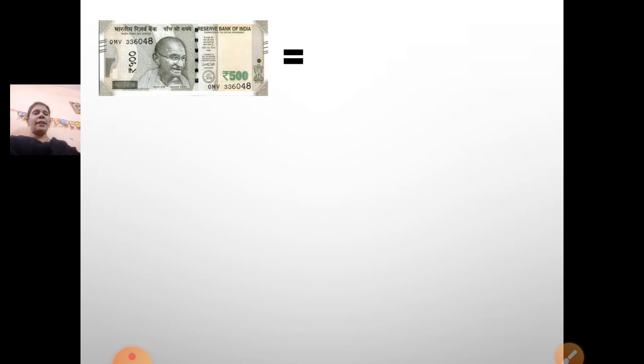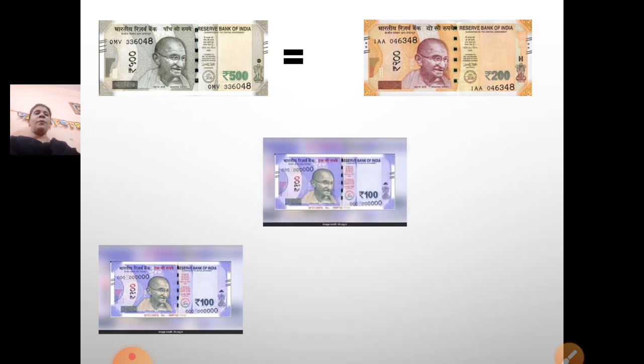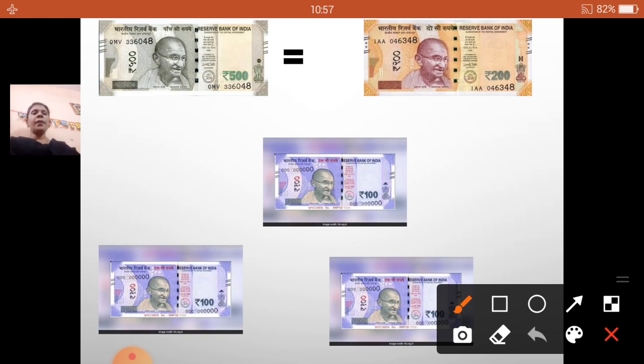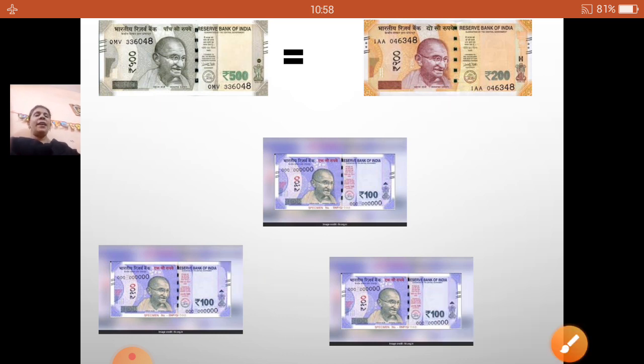Again one more 500. Let us see. One 200 rupee note, 100 rupee note, one more 100 rupee note and one more 100 rupee note. Let us count. Now 200 plus 100 will be 3. 2 plus 1 is 3. 3 plus 1 will be 4. 4 plus 1 will be 5. That means 200 rupee note and 3 100 rupees notes will make rupees 500.